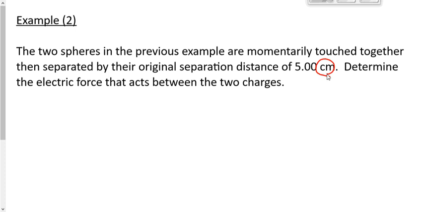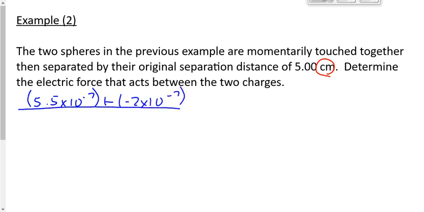So the charges were 5.5 and negative 2. Now the charges are going to balance out to be, well, let's figure that out. 5.5 times 10 to the negative 7 plus negative 2 times 10 to the negative 7 over 2. The charges are going to balance out to be 1.75 times 10 to the negative 7 coulombs. So that's what the charges are now. Then I've got to figure out what the force is.